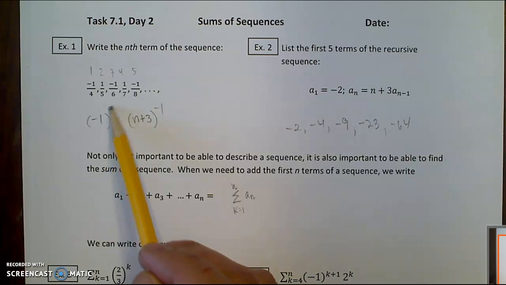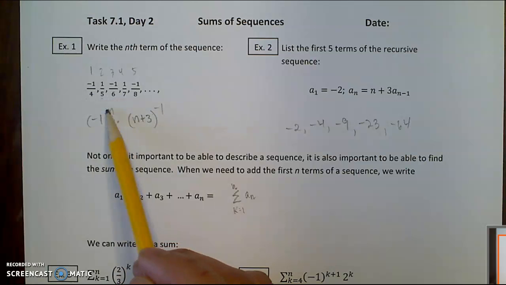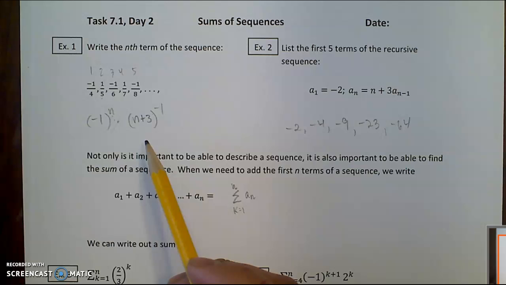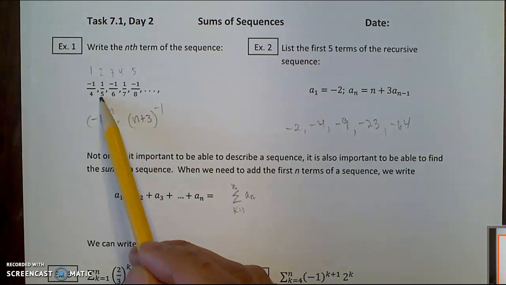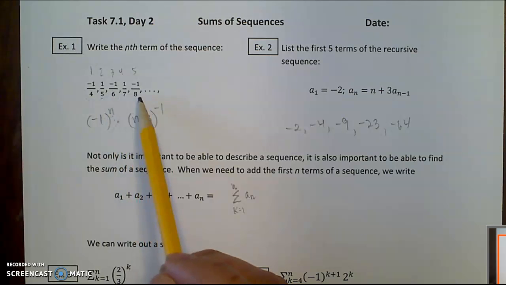If n was 2, so we're talking about the second term, here you see the second term is positive. So when we plug in 2 for n, -1 squared will give you a +1, meaning, okay, we're going to have a positive sign for the second term. Okay, so again, this is something you want to remember if you find that your sequence has alternating signs.